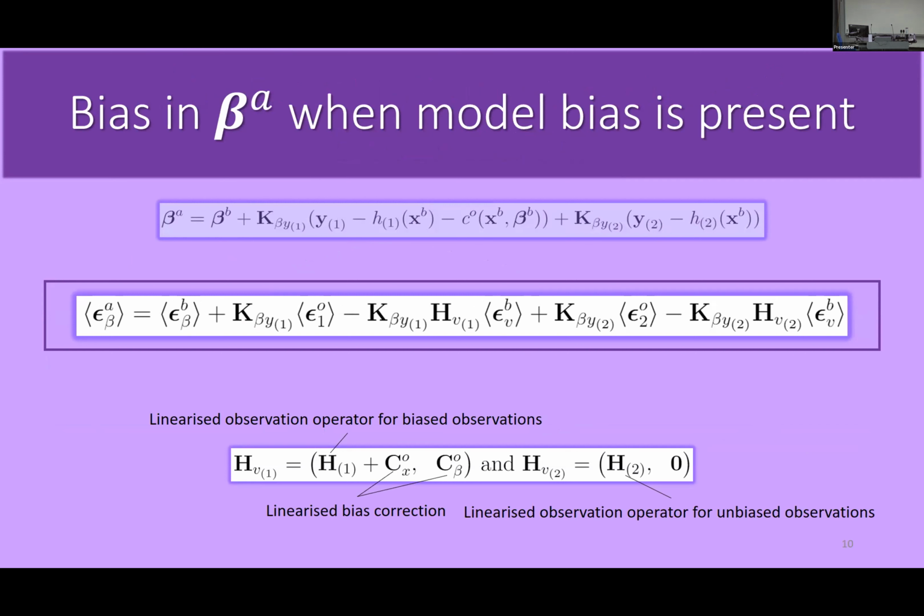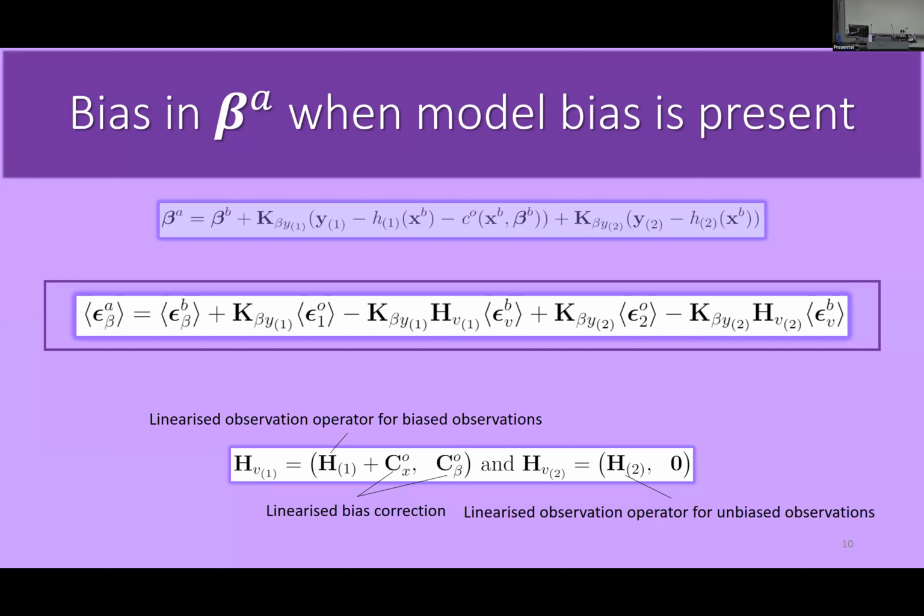So to look at the bias in beta A, or bias in the bias coefficient analysis, we can extend this top equation so that we get an error equation for it. And then we can take the expected value. So these triangular brackets just mean the expected value. So here, the expected value of the bias coefficient analysis is equal to the error in the bias coefficient background, the bias in the bias corrected observations.